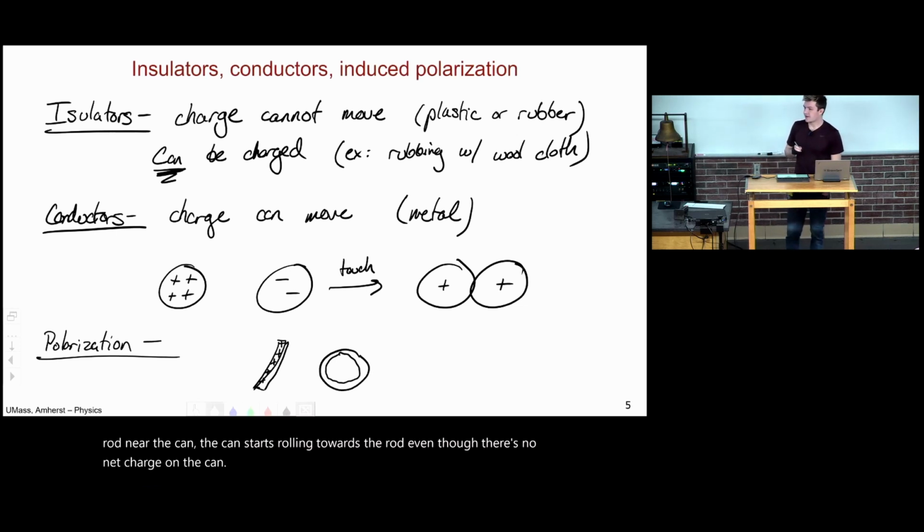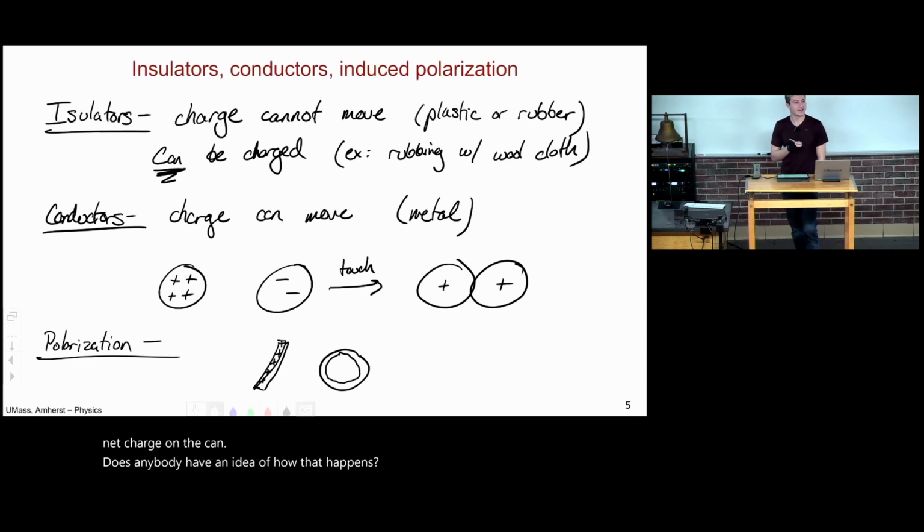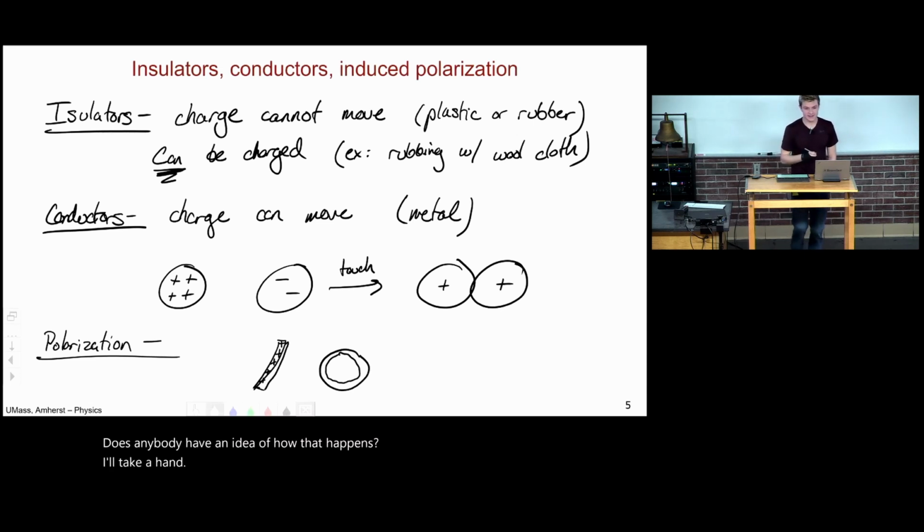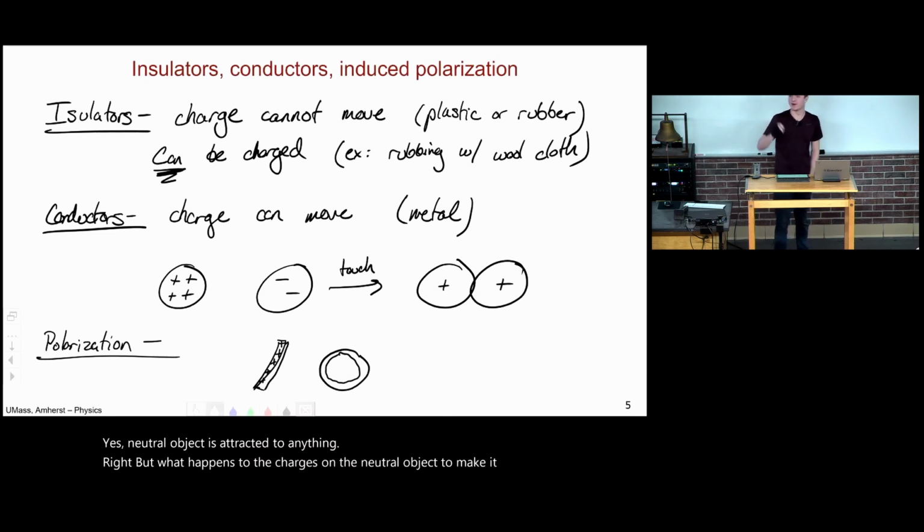Does anybody have an idea of how that happens? I'll take a hand. Yes? Neutral object is attracted and... Right, but what happens to the charges on the neutral object to make it happen? We'll go in the back row. Yeah?